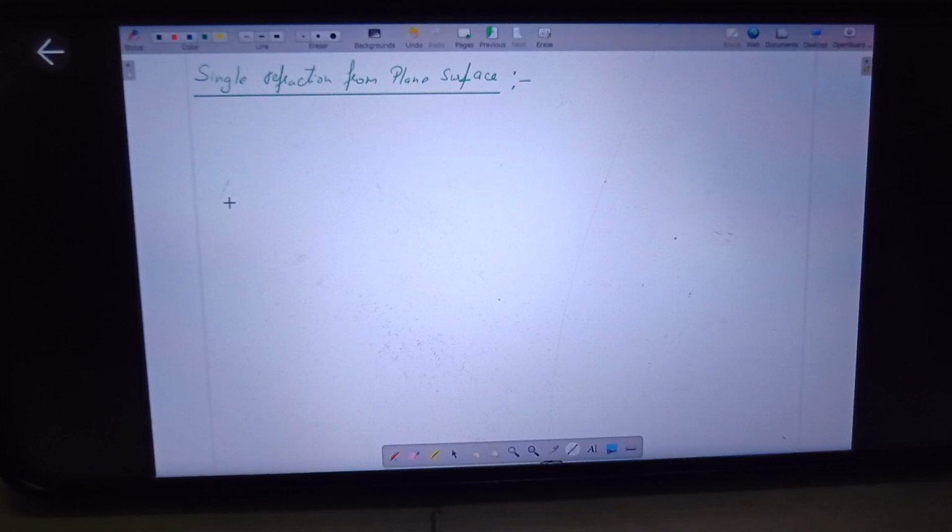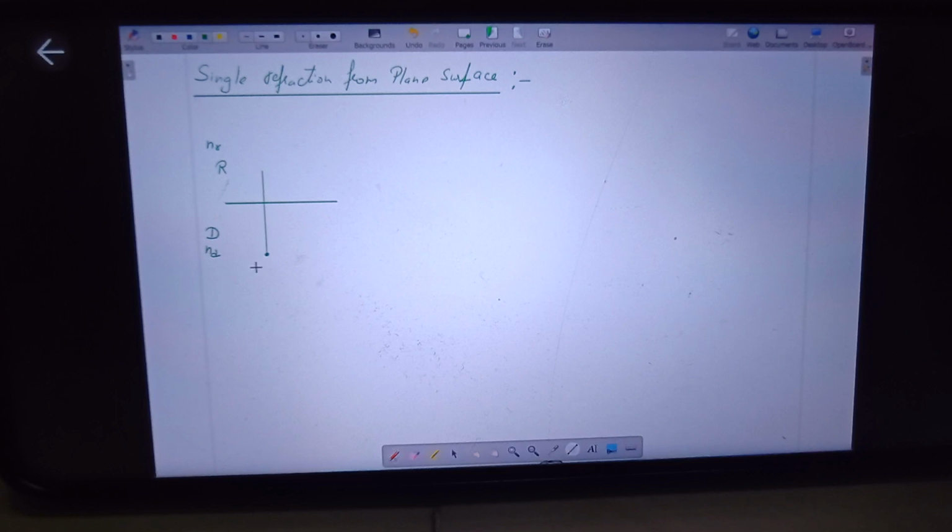Say this is an interface which is separating two media. Say one is a rarer medium and the second one is a denser medium. Their refractive indices are NR and ND. Say there is an object kept in the denser medium. An observer from the rarer medium wants to see this object. Now, the rays coming from the object that reach the eye of the observer, the person will be able to see the image of the object.